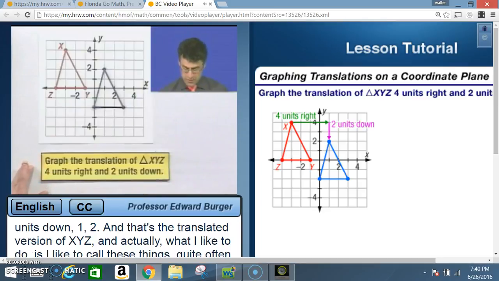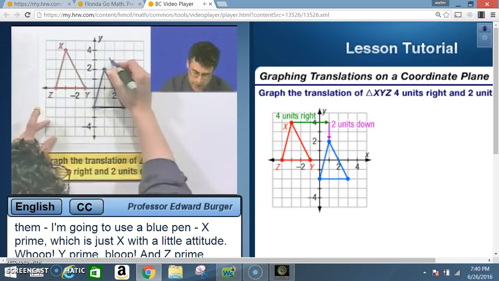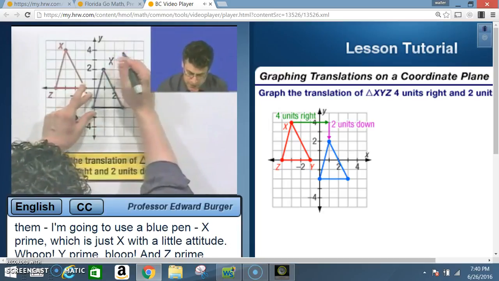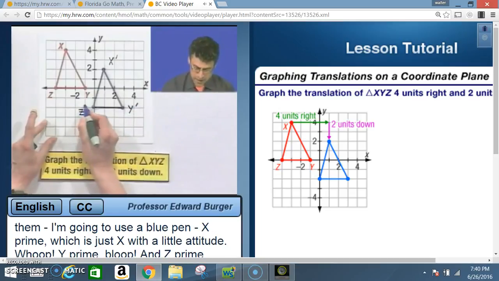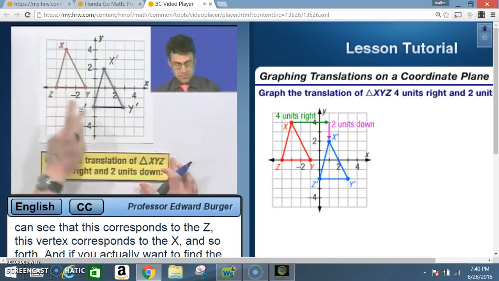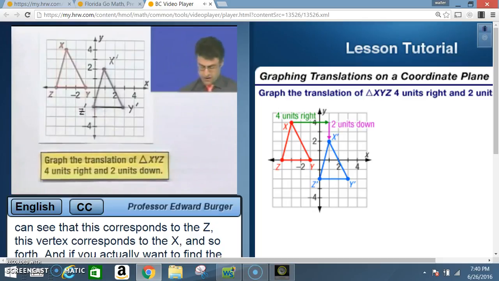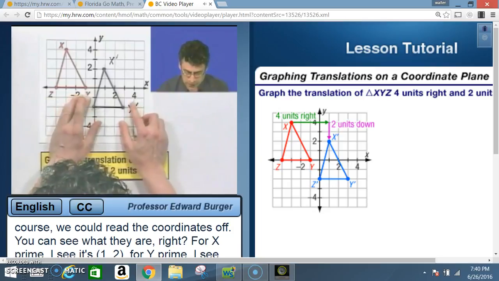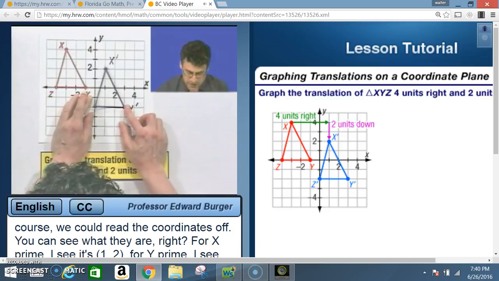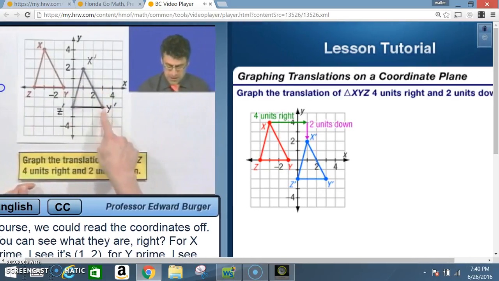Quite often we call these X prime, which is just X with a little attitude, Y prime, and Z prime. You can see that this vertex corresponds to the Z, this vertex corresponds to the X, and so forth. And if you want to find the coordinates, we could read them off. For X prime, I see it's 1, 2. For Y prime, I see it's 3, negative 2, and so forth.